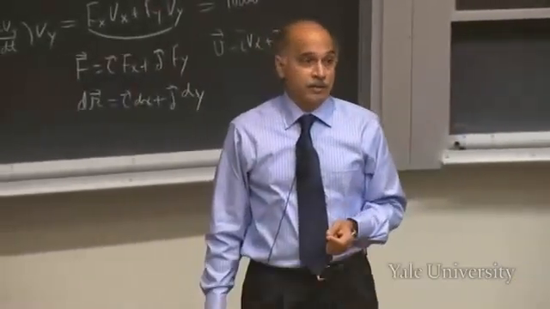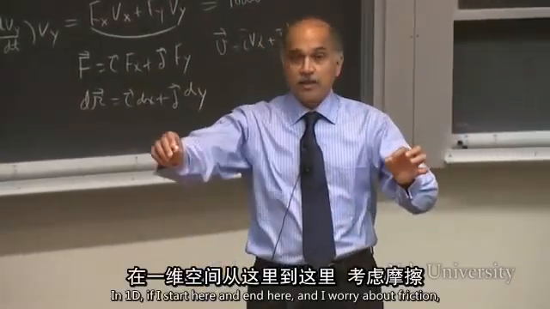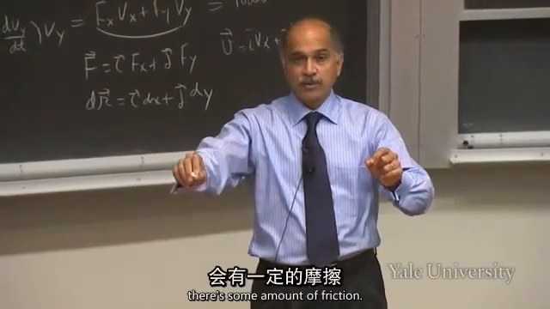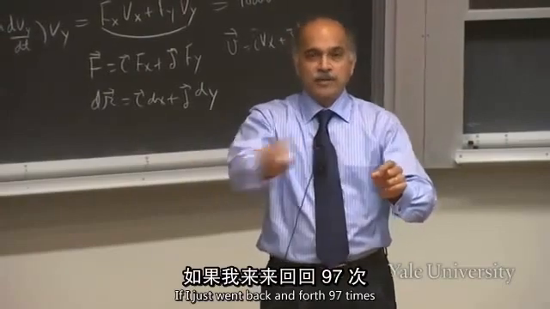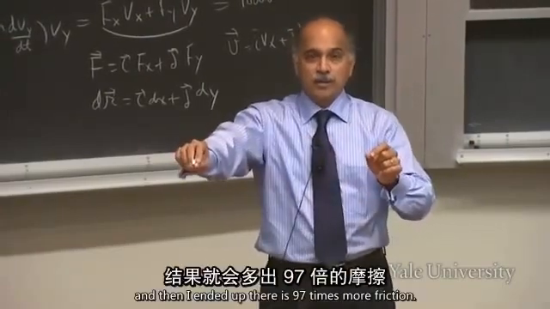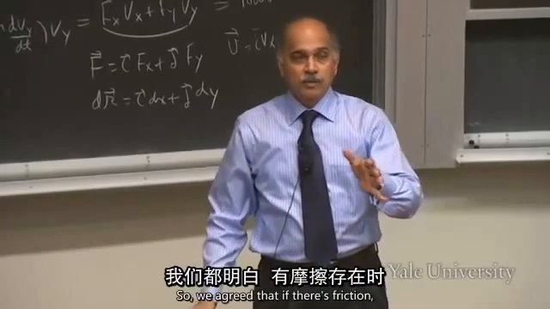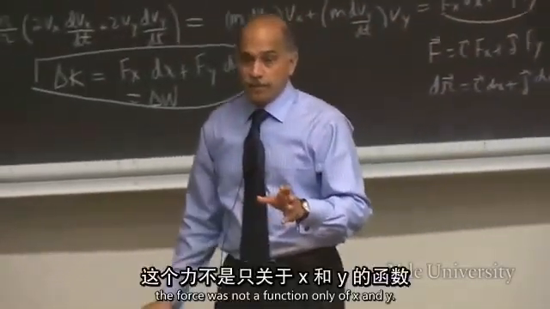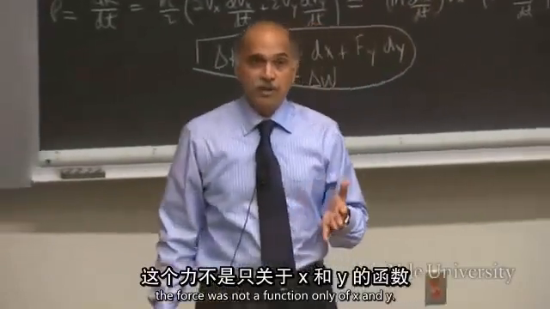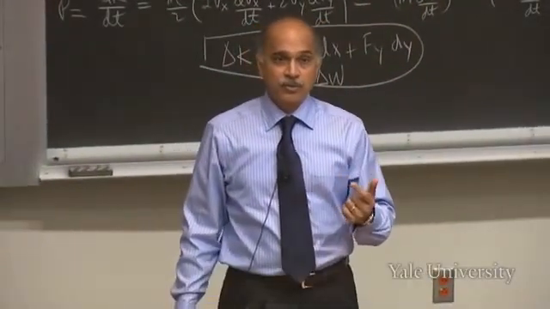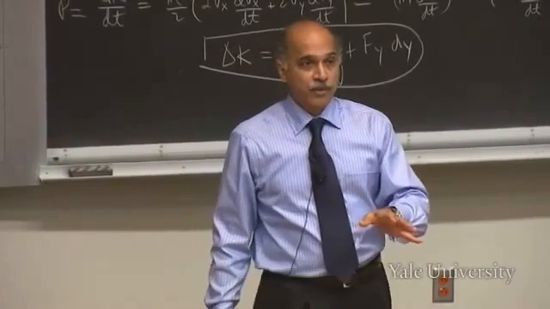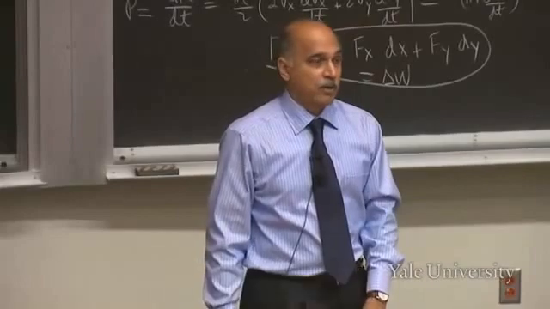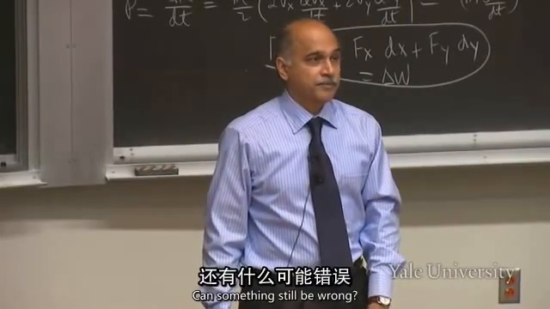It doesn't even work in 1D. In 1D, if I start here and end here, and I worry about friction, if I went straight from here to here, there's some amount of friction. If I just went back and forth 97 times and then ended up here, that is 97 times more friction. So we agreed that if it's friction, this is not going to work. But the trouble with friction was the force was not a function only of x and y. It depended on the direction of motion. But now I grant you that the force is not a function of velocity. It's only a function of where you are. Can something still be wrong?